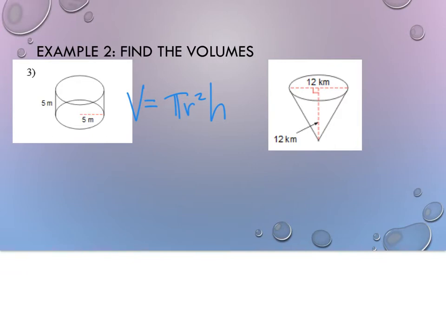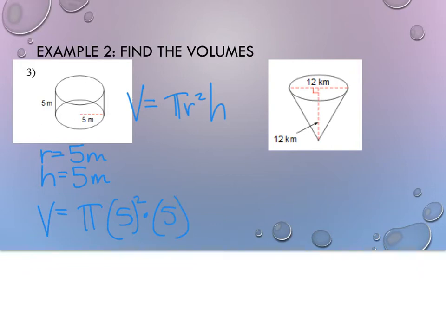Okay, the first one in example 2 is still finding volume, this time of a cylinder. So I've already written my formula down. All we need is R and H, and we're ready to roll. This answer will have a pi in it, or you can give the decimal version. R is given. It's a radius of 5 meters. The height is also given, and don't get confused that they're both 5. Let's plug in pi times R squared times H.